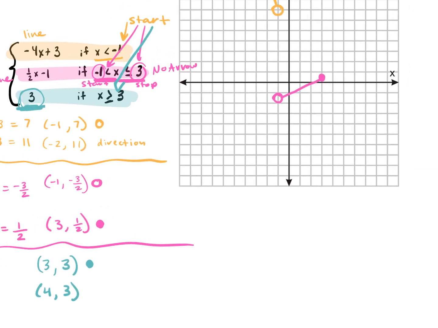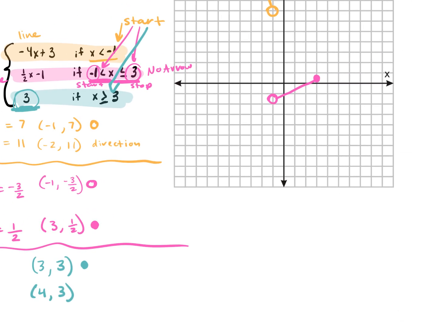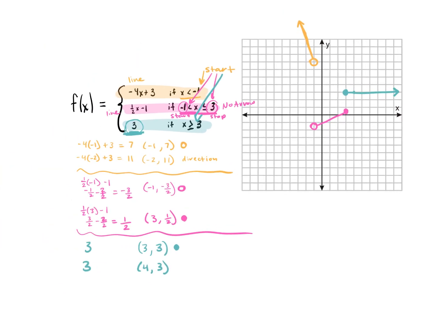So we're going to start at the point 3, 3. So go to the right 3 and up 3. Put a closed circle. Our next point is 4, 3. So we're going to start at the first one and go in the direction of the second one. So this one's just a flat line. So this would be our piecewise graph. These are the 3 pieces of it.